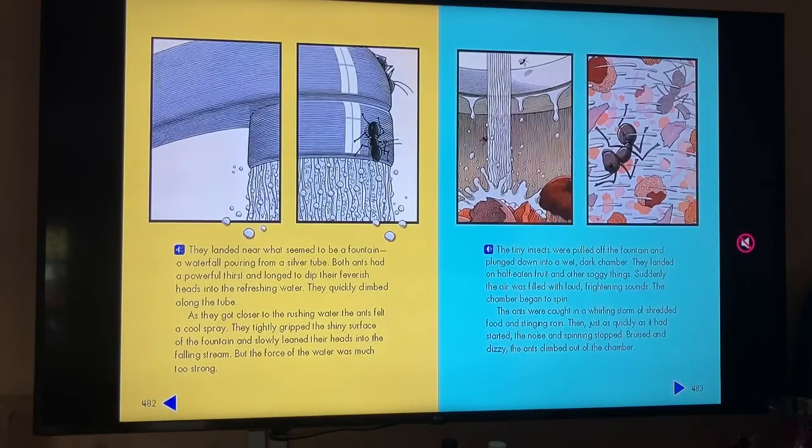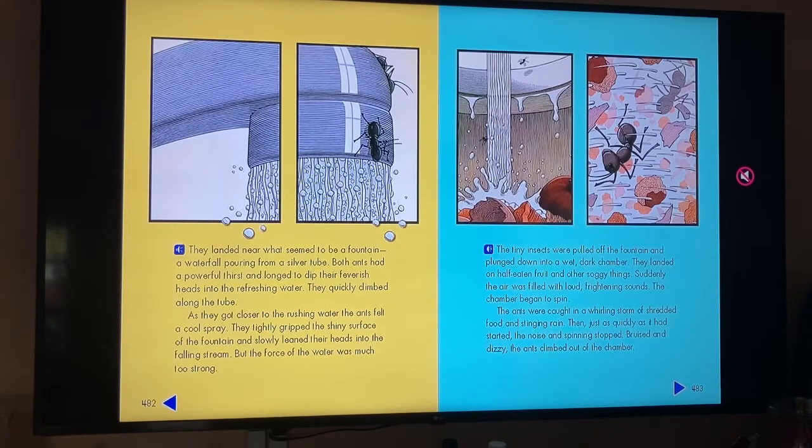They landed near what seemed to be a fountain, a waterfall pouring from a silver tube. Both ants had a powerful thirst and longed to dip their feverish heads into the refreshing water. They quickly climbed along the tube. As they got closer to the rushing water, the ants felt a cool spray. They tightly gripped the shining surface of the fountain and slowly leaned their heads into the falling stream.